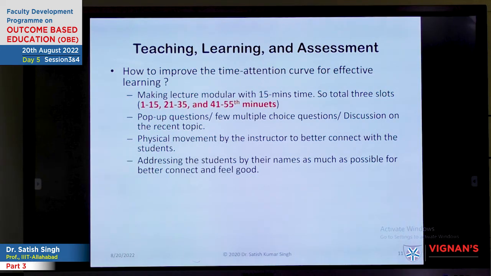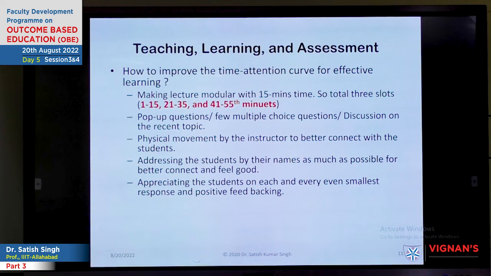Addressing the student by their names, which is very difficult nowadays. But when you go to the student, then at least you can ask, what is your name? They feel connected. Okay. So addressing the students by their names as much as possible for better connect and feel good. Okay. We used to remember. Even after class, we used to interact and many times we used to ask what is your name. Again, what is your name? Right?